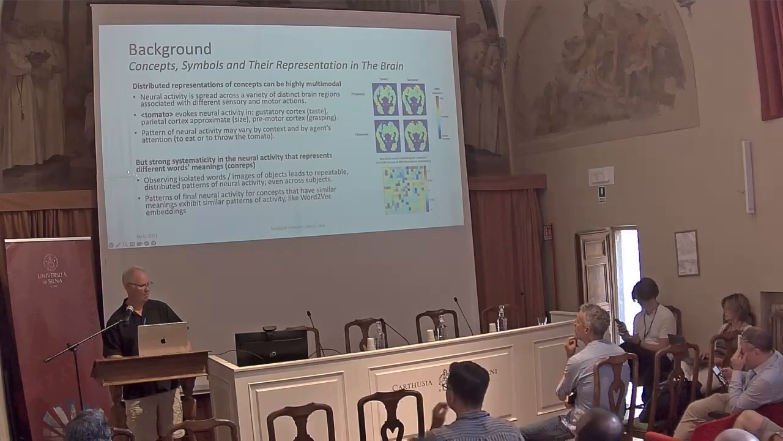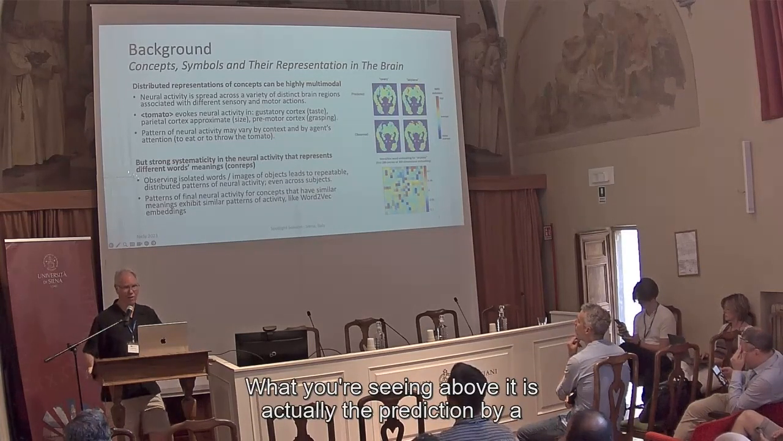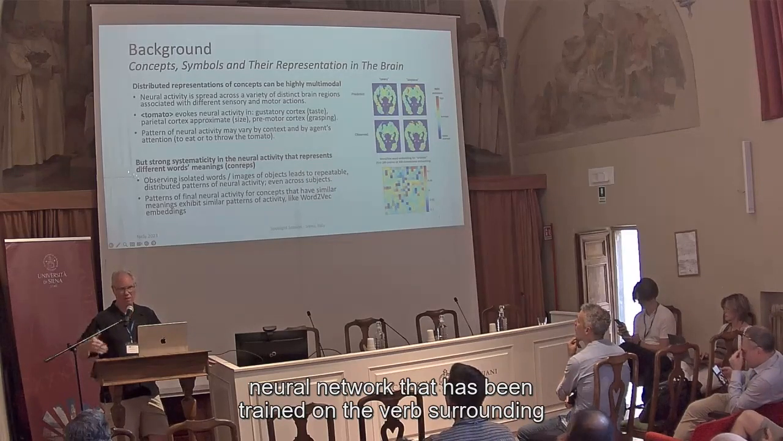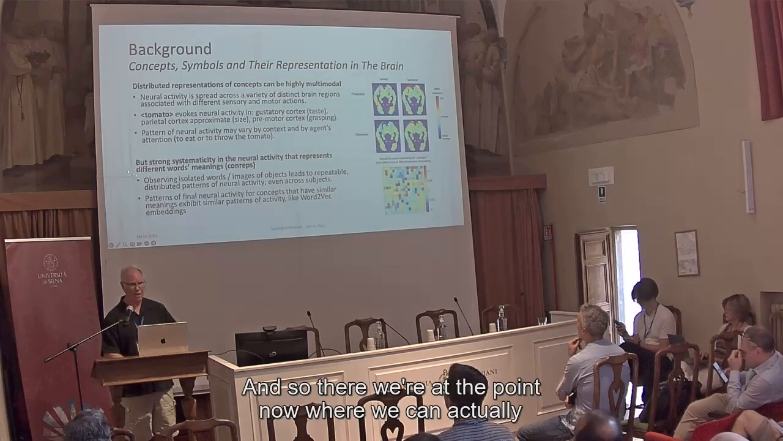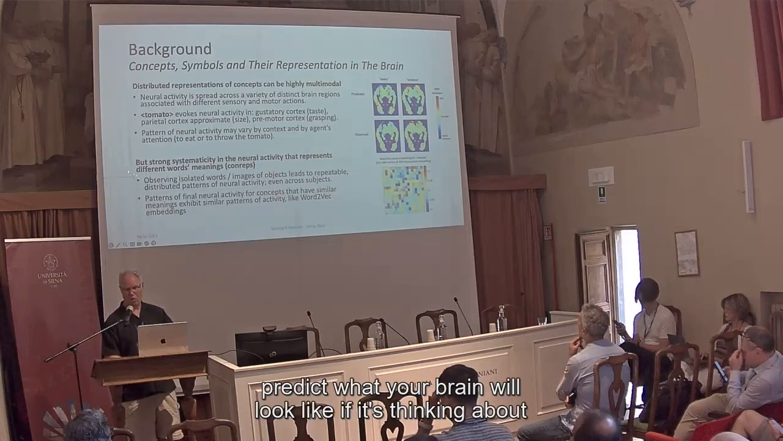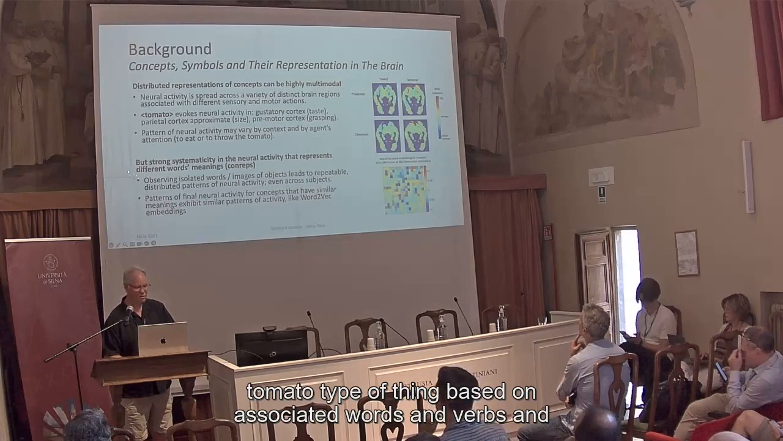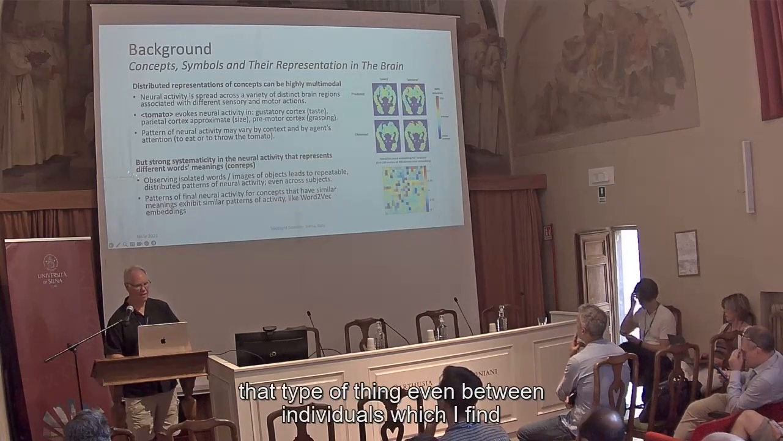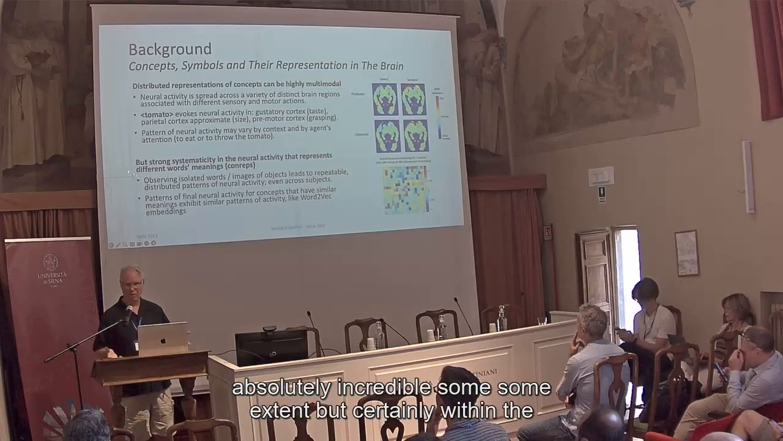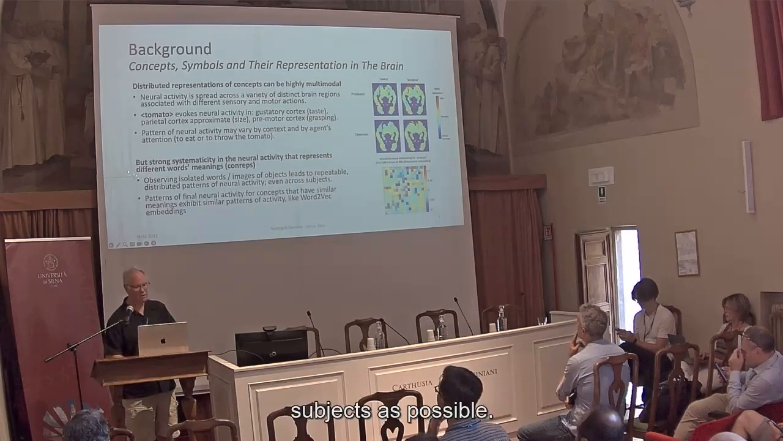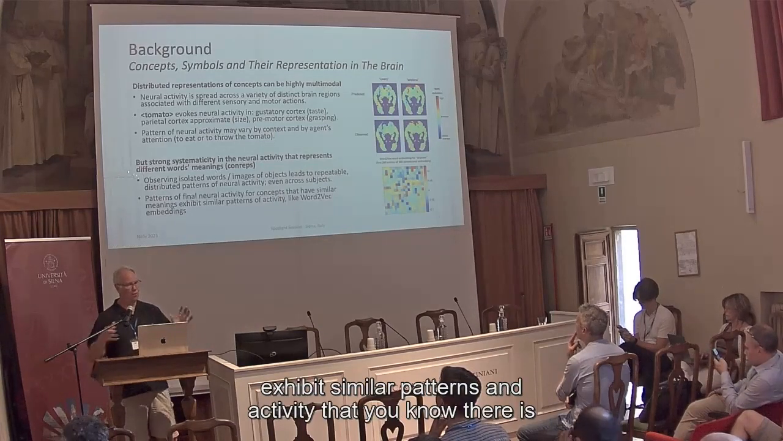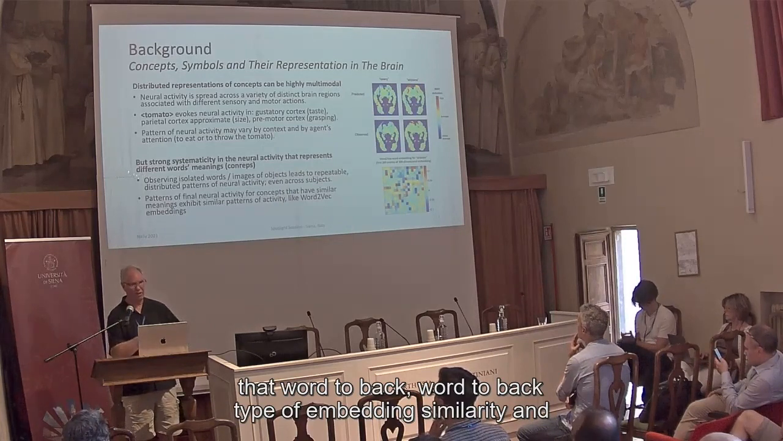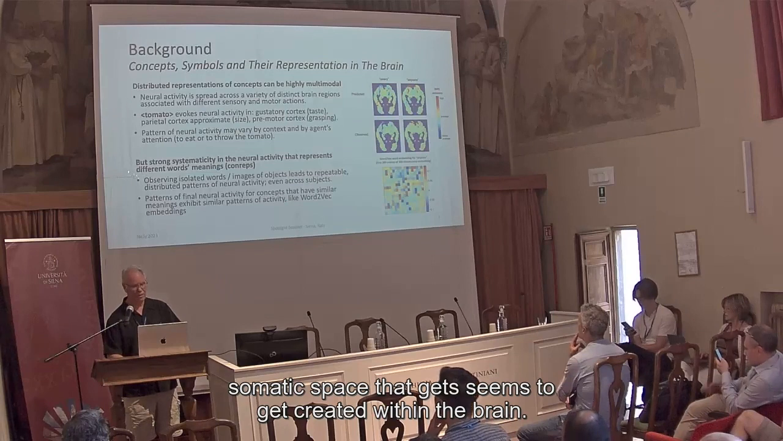And on the left here is celery. What you're seeing above it is actually the prediction by a neural network that has been trained on the verbs surrounding different nouns to try to estimate what those would look like. And we're at the point now where we can actually predict what your brain will look like if it's thinking about tomato, based on associated words and verbs. Even between individuals, which I find absolutely incredible, to some extent, but certainly within subjects it's possible. So patterns of neural activity for concepts with similar meaning exhibit similar patterns. There is that word2vec type of embedding similarity in semantic space that seems to get created within the brain.